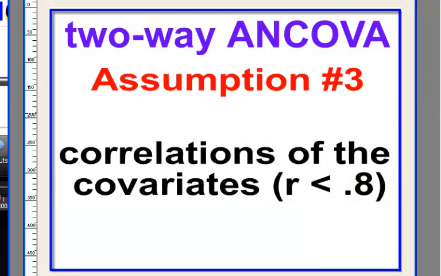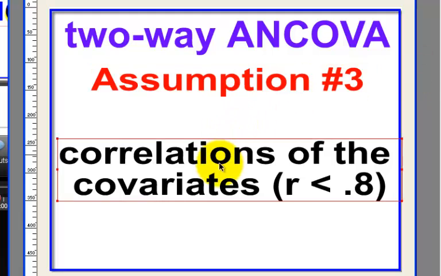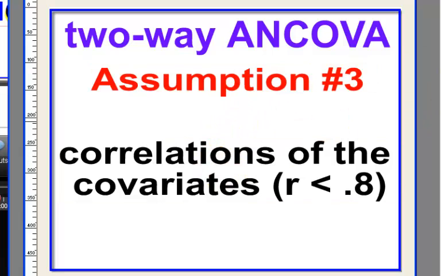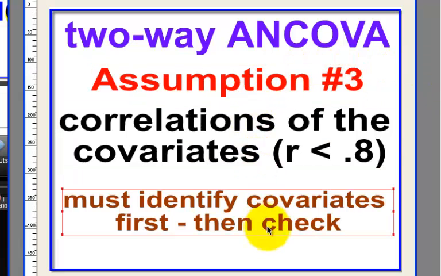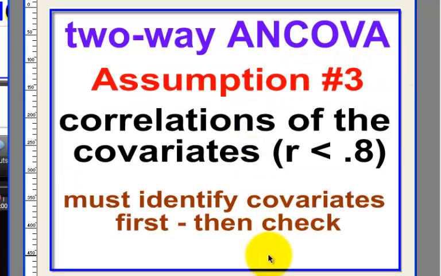Okay. So I'm going to do this one backwards. We're going to run the ANCOVA first to determine which one of these variables is a covariate before we do all this testing of the covariate relationships and stuff. Okay. So again, we're going to identify the covariates when we run the ANCOVA and then work backwards to check the correlations between the covariates, because if there's only one covariate, this assumption does not apply.